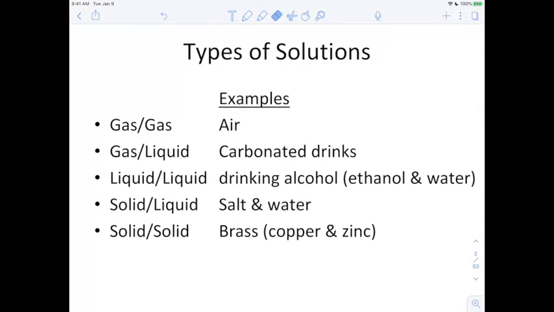You can also have a solid liquid solution. So you can mix salt and water, salt being your solid. If water is in greater quantity, then it is an aqueous solution, and the water becomes your solvent.